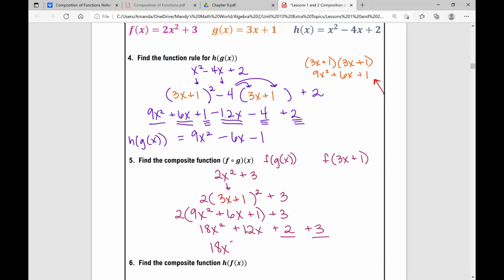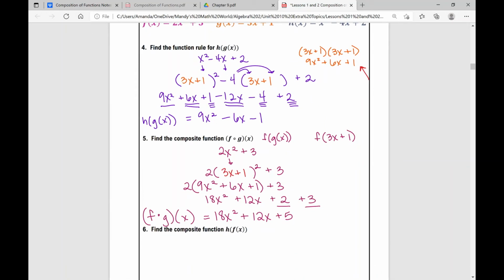So 18x squared plus 12x plus 5 is the composed function f of g of x, and that's an open dot, okay? F of g of x. Let's move on to our final example for this portion, which is the composite function h of f of x.